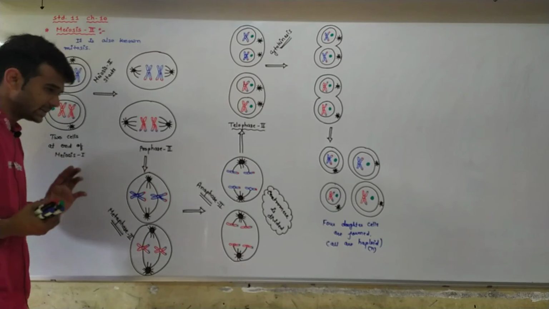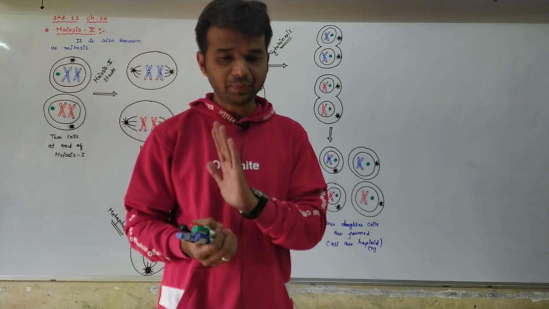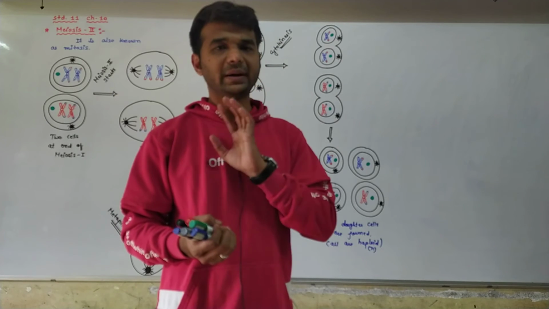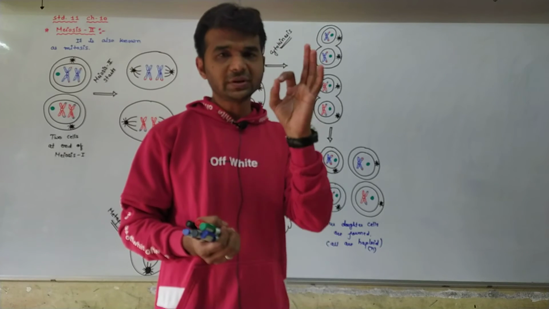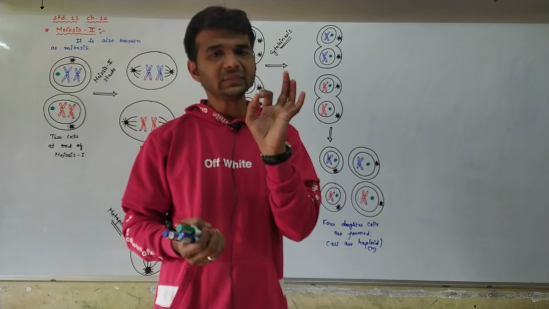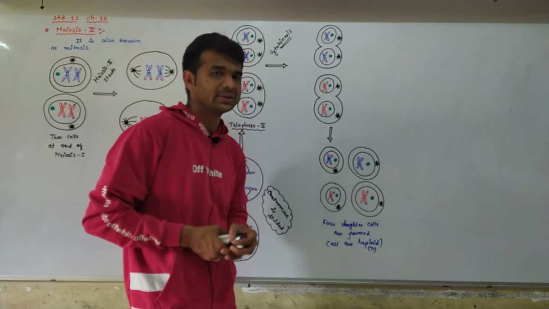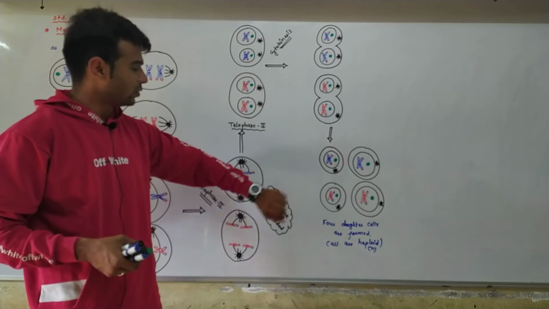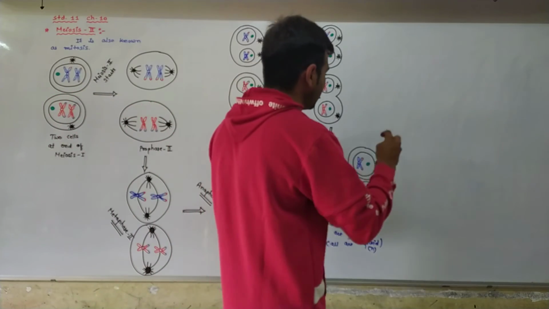So please remember, mitosis occurs in haploid or diploid cells, but at the end of mitosis two cells are formed. Meiosis always occurs in diploid cells, and at the end of meiosis four cells are formed and all are haploid. So what is the significance of meiosis?